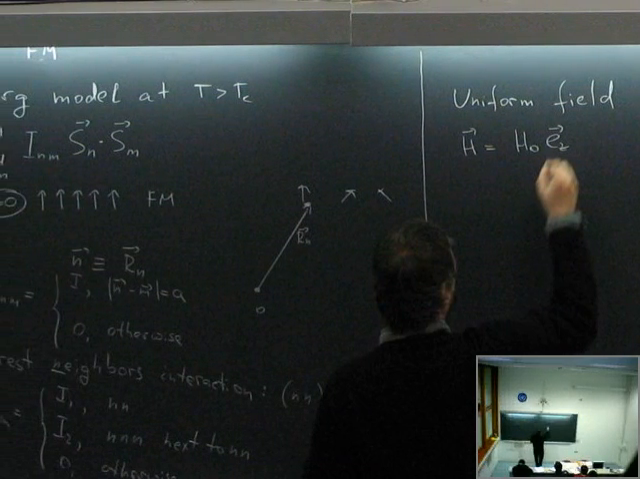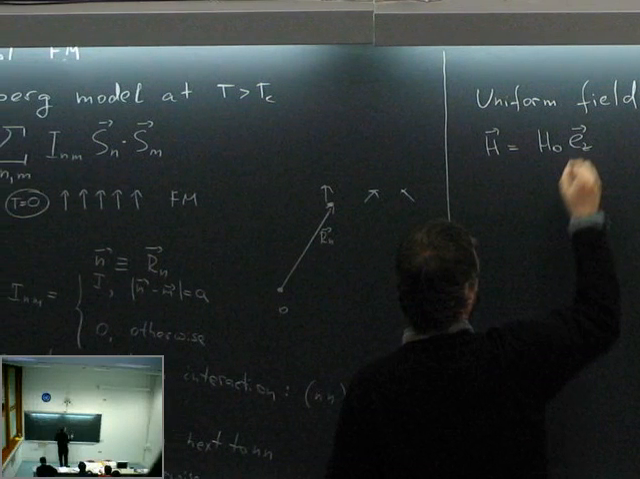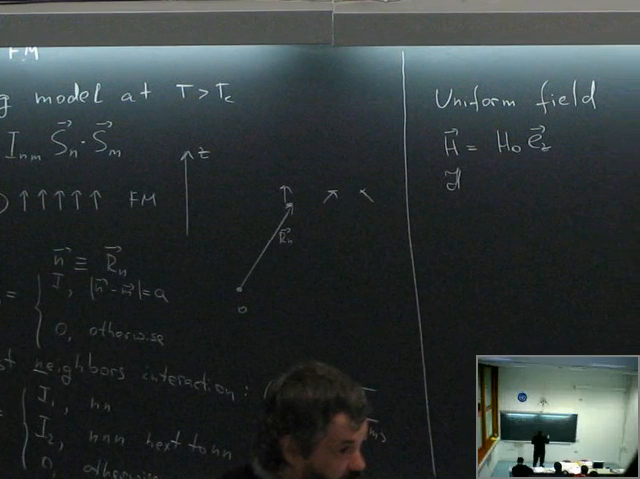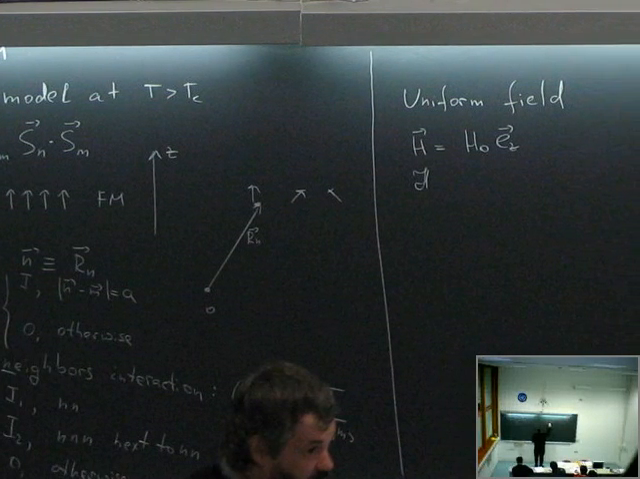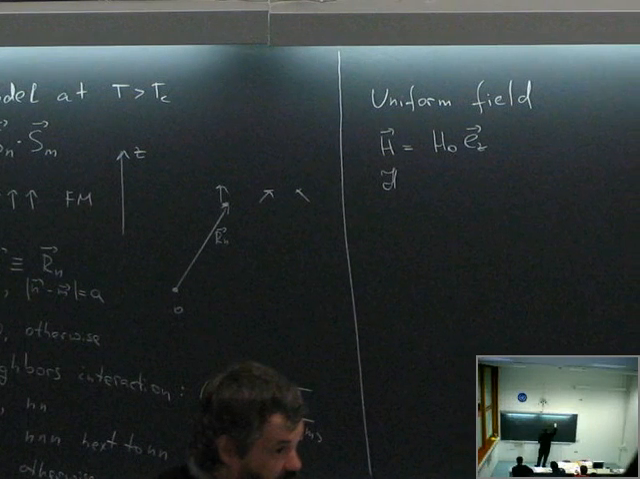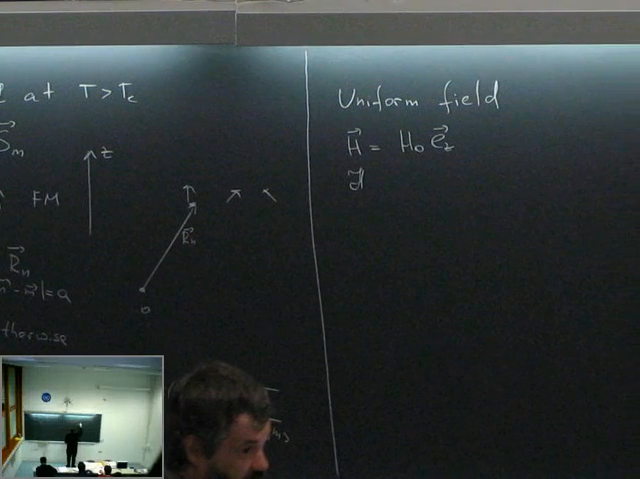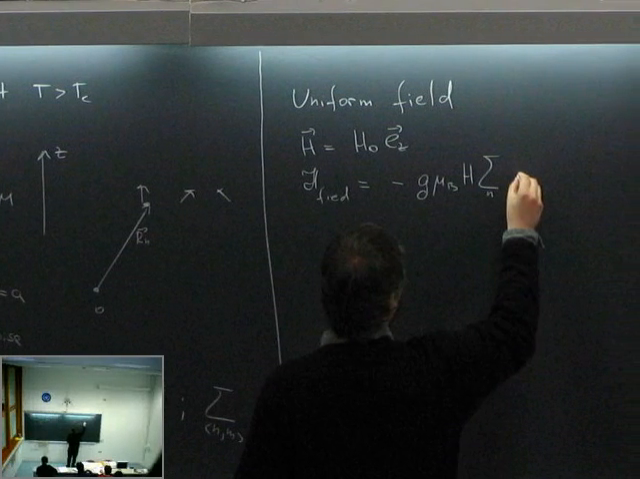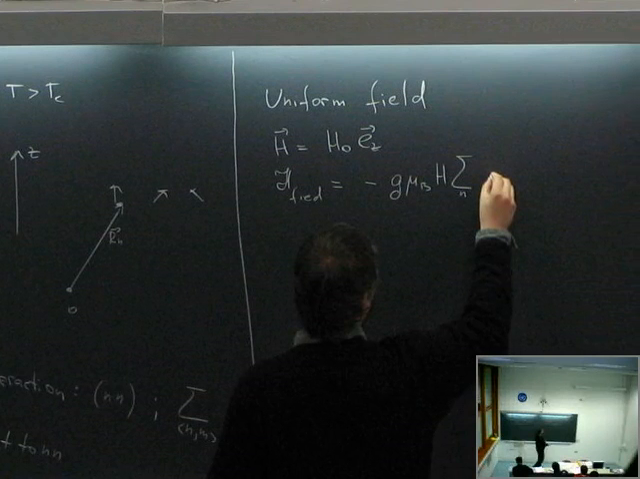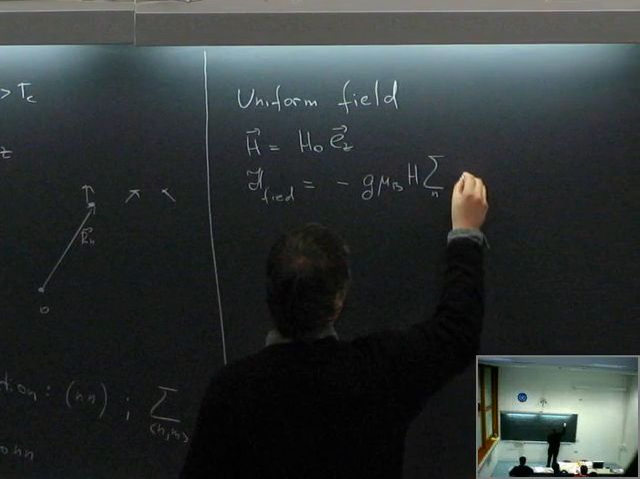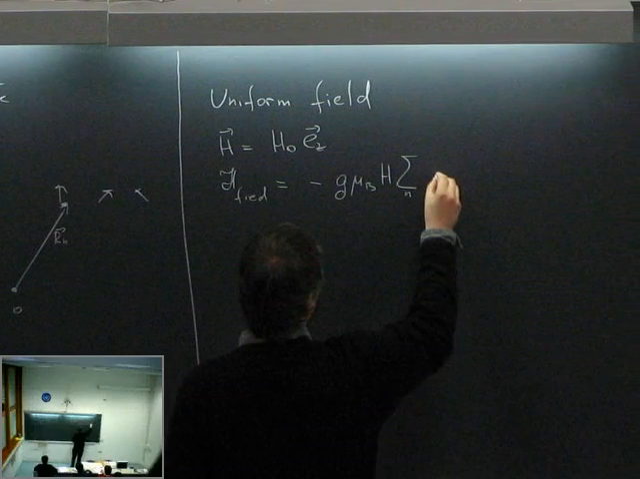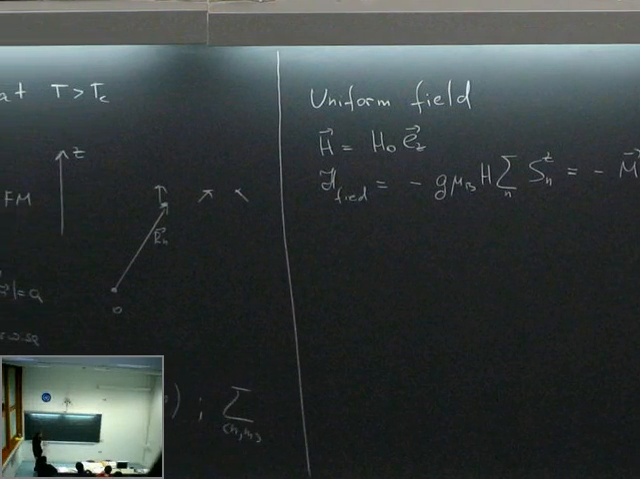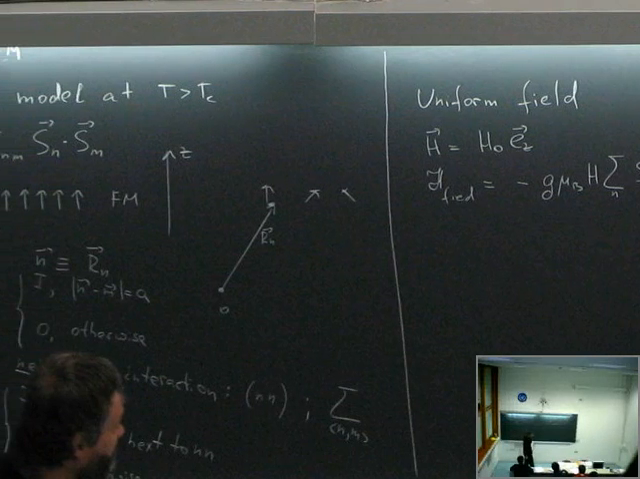Then we can write down the Hamiltonian corresponding to the interaction of spins in the lattice with the uniform magnetic field. H field is equal to minus g mu_B sum over n of S_n^z. This is nothing but a scalar product, the Hamiltonian which we used in 2 lectures discussing both classical, semi-classical and quantum models. Okay?